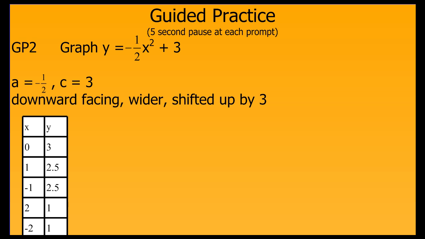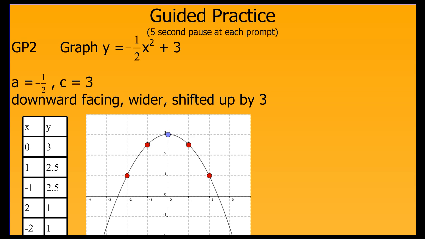Now what? Now we graph it. Anything else? We should make sure our graph matches our prediction that it's downward facing, wider, and shifted up by 3. It does match, so we're good.